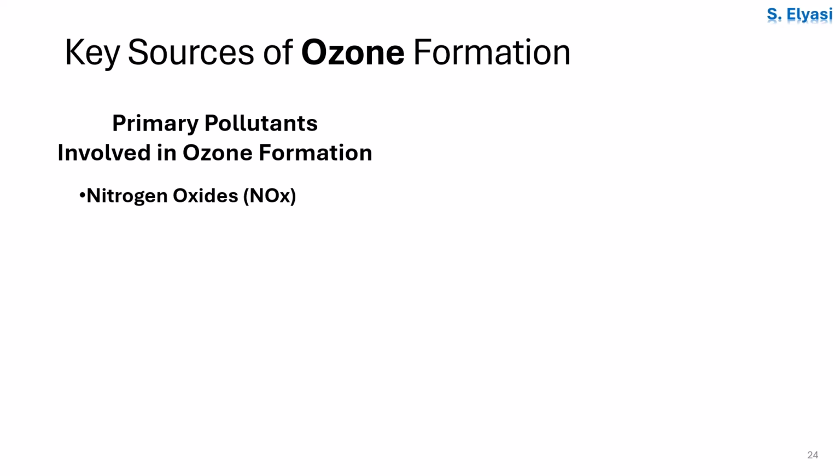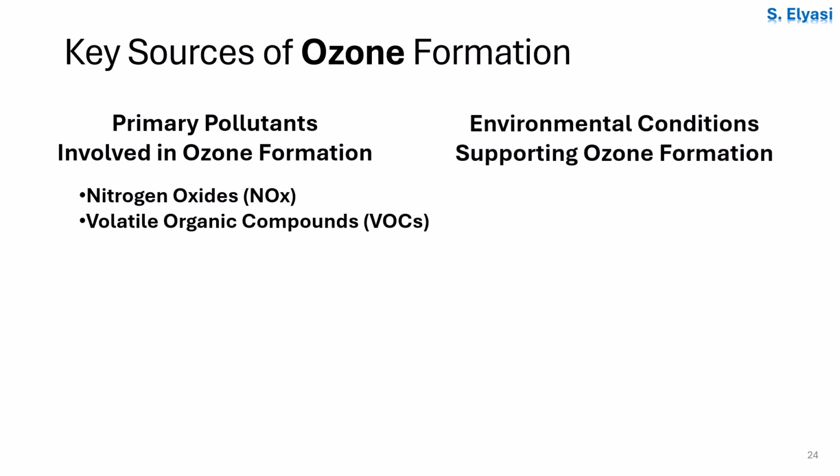Nitrogen oxides, NOx. These gases are emitted from combustion processes, such as those found in vehicles, power plants, and industrial boilers. They play a crucial role in the atmospheric reactions that produce ozone. Volatile organic compounds, VOCs, emitted from a variety of sources, including vehicle exhaust, industrial emissions, and chemical solvents. VOCs react with NOx in the presence of sunlight to form ozone. Environmental conditions supporting ozone formation. High temperatures. Warmer temperatures accelerate the chemical reactions between NOx and VOCs. This is why ozone levels are often higher on hot summer days.